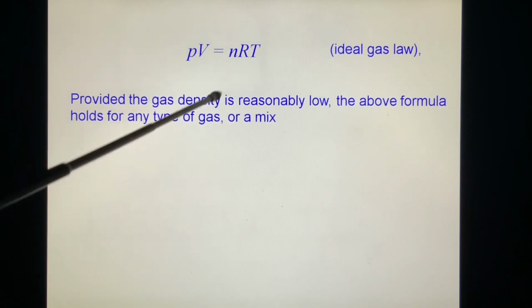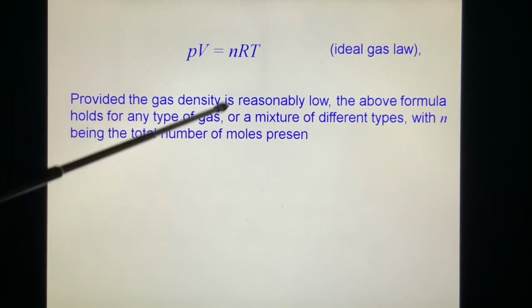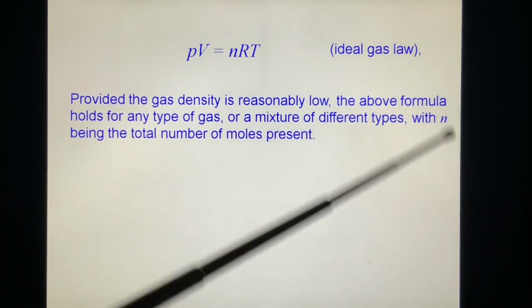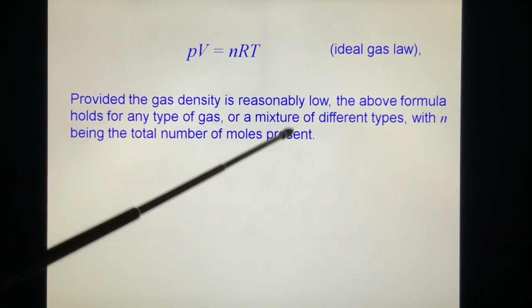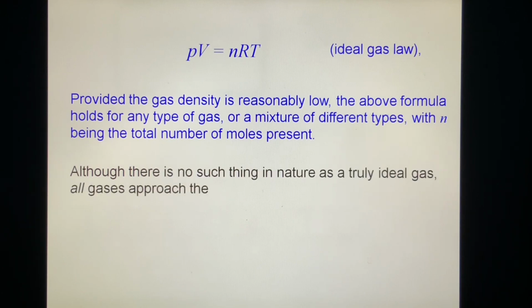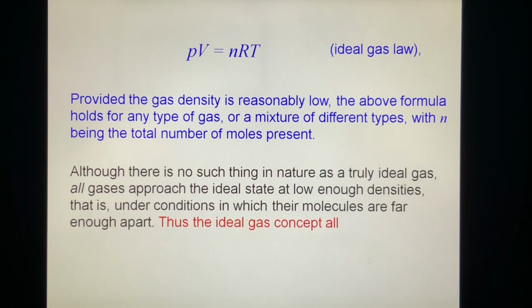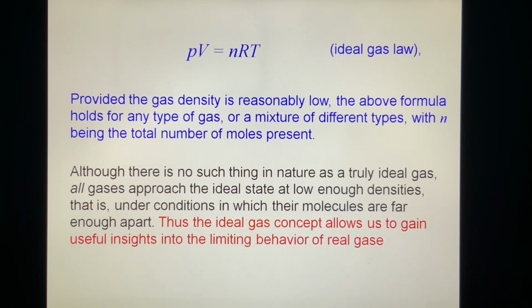Provided the gas density is reasonably low. The above formula holds for all types of gas, or a mixture of different types, with n being the total number of moles present. Although there's no such thing in nature as a truly ideal gas, all gases approach the ideal state at low enough densities, that is, under the conditions in which their molecules are far enough apart. Thus, the ideal gas concept allows us to gain useful insights into the limiting behavior of real gases.